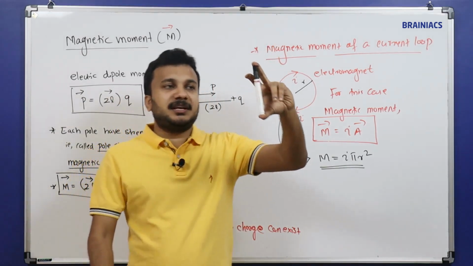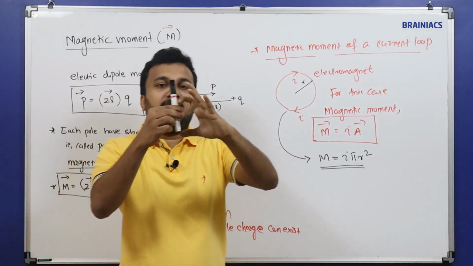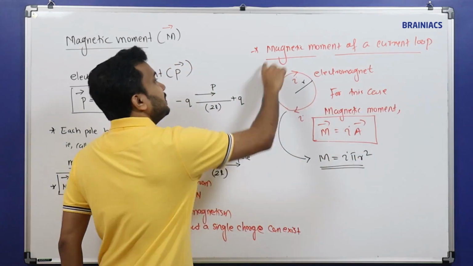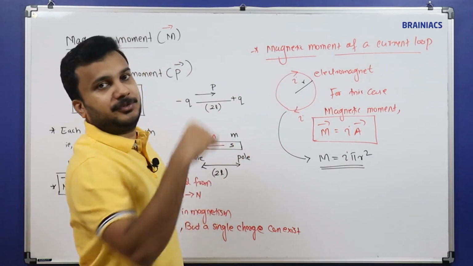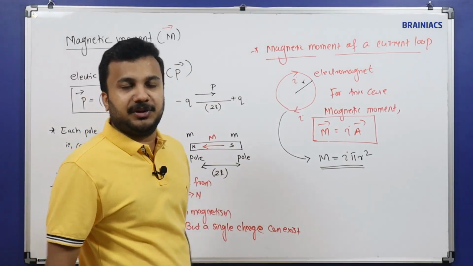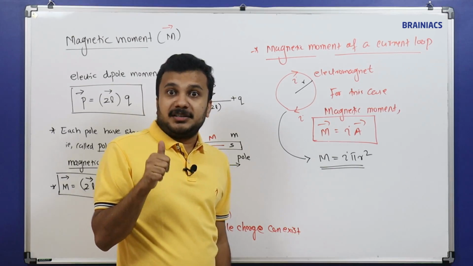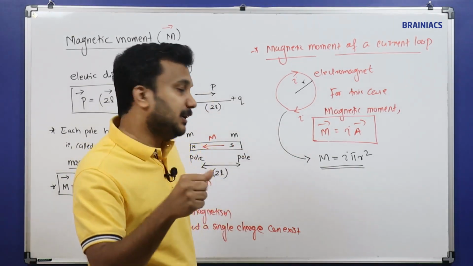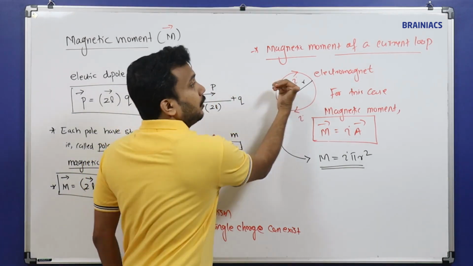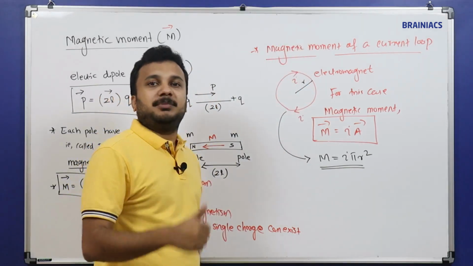If this is a wire, what is the area vector? Along this direction. But now this is a circle on the board, so the area vector is into the board or out of the board. That decision we have to take. Perpendicular to the circle means two directions are possible, either into the board or out of the board. So which one is the right answer?